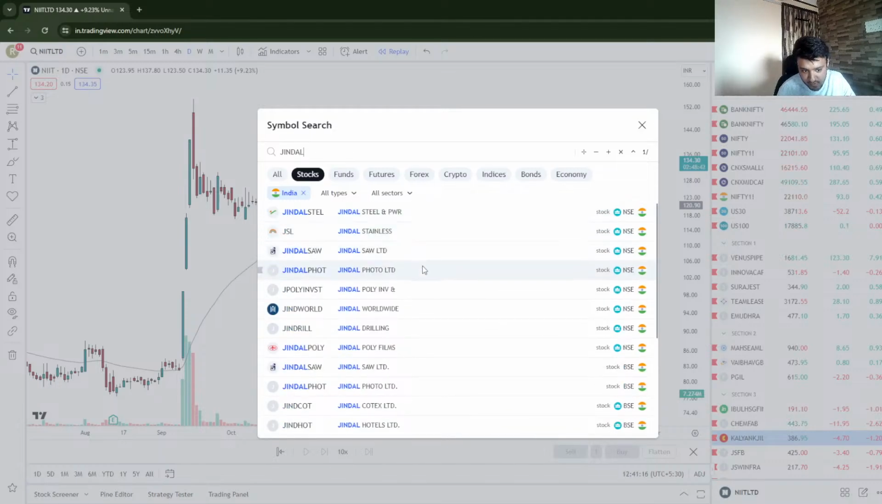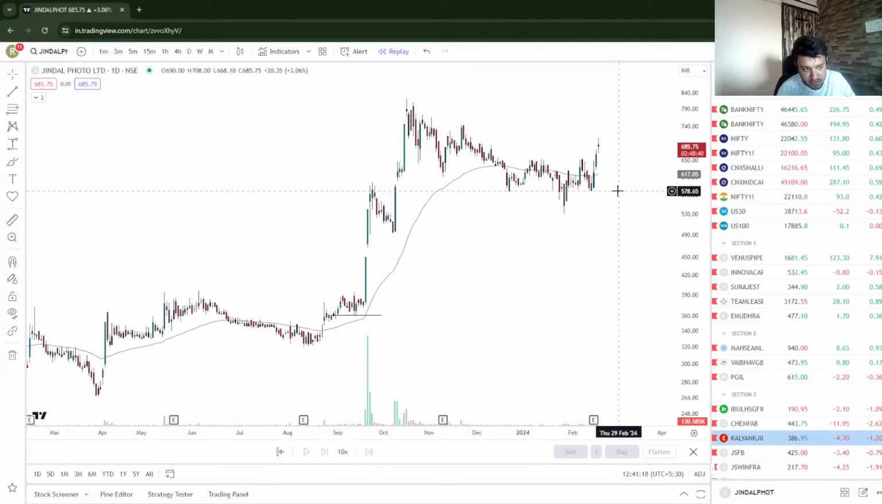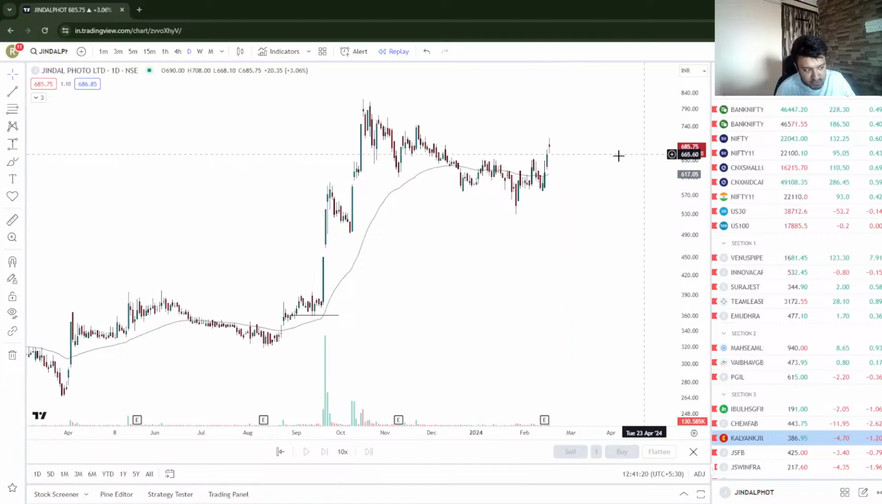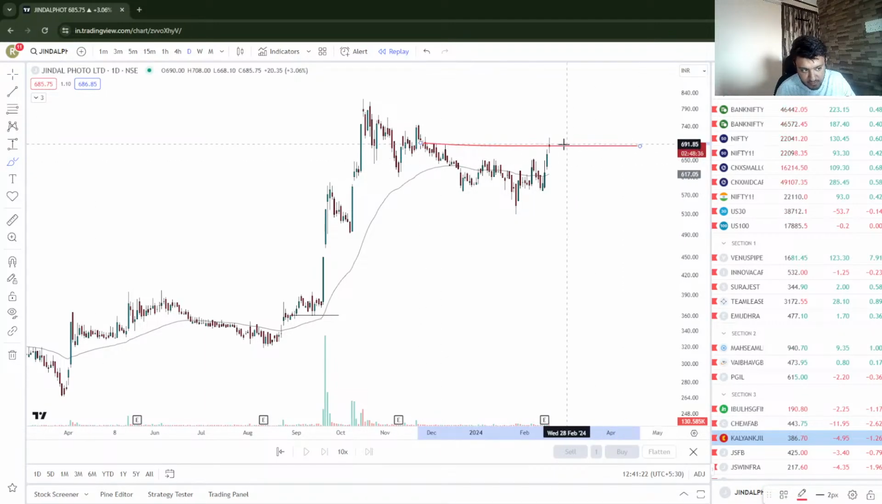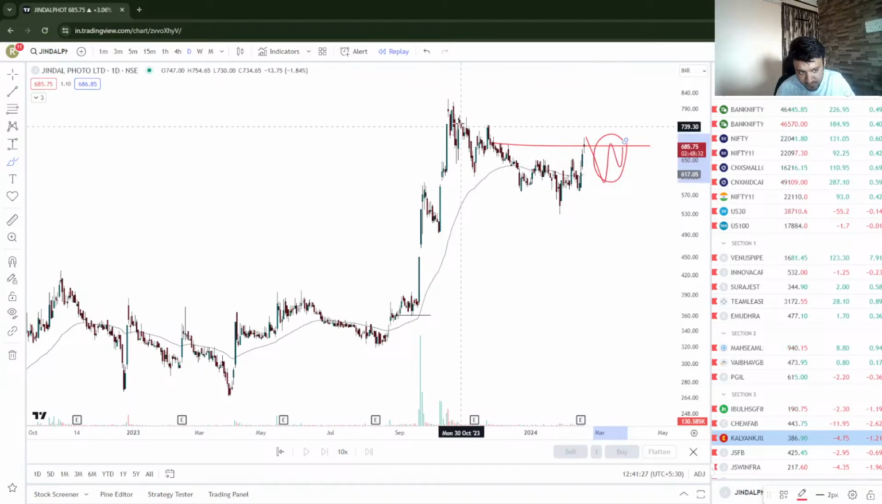Jindal Photo, I haven't watched the stock in a long time. Jindal Photo is on the way up. It will probably start making a range here, which is a good thing. If you see this move similar to this one, we are waiting for this. We want something like this here.